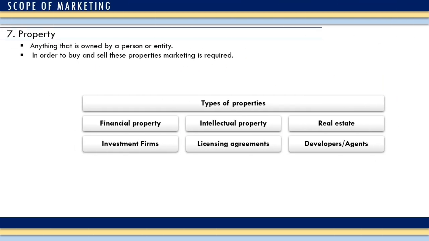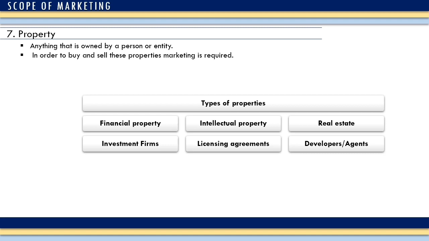Next comes property. Now, property in a simple sense is anything that is owned by a person or an individual, or it can be an entity. Anything which is owned by an individual or a company or a partnership firm is referred to as property. So in order to buy and sell these properties, marketing is also required.